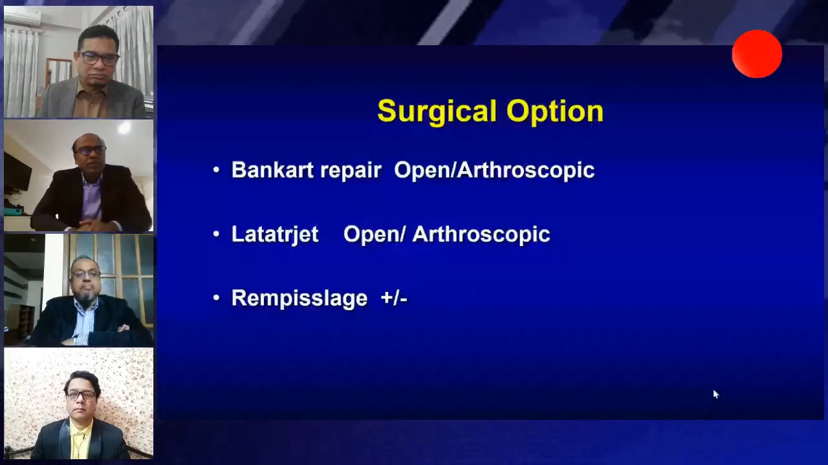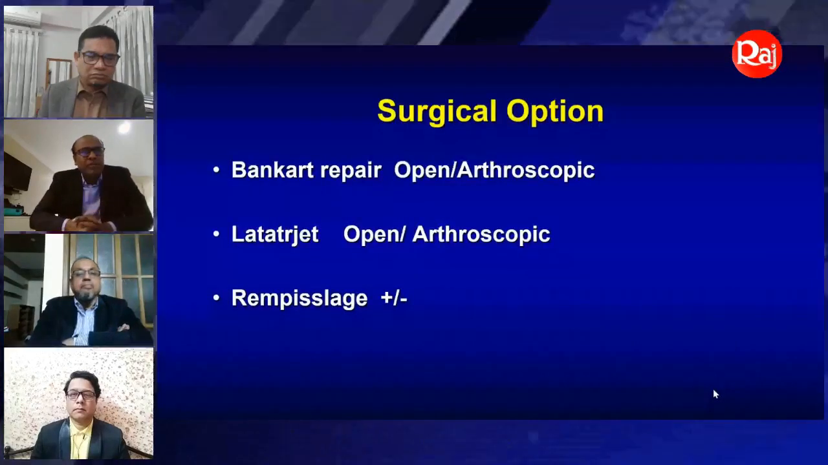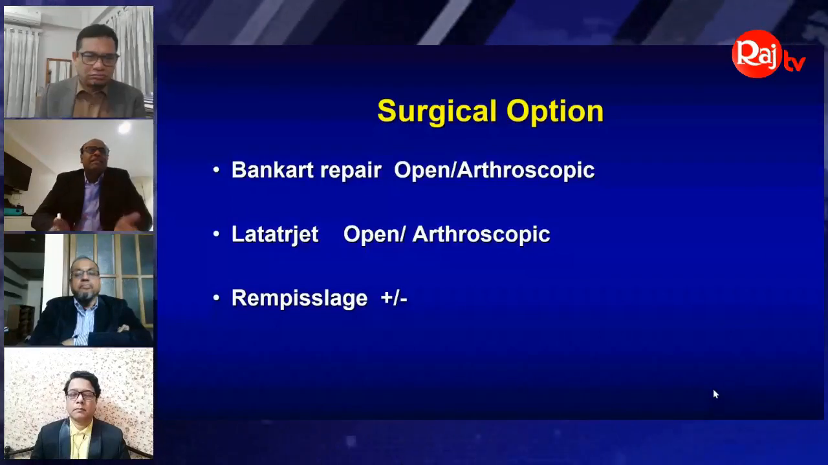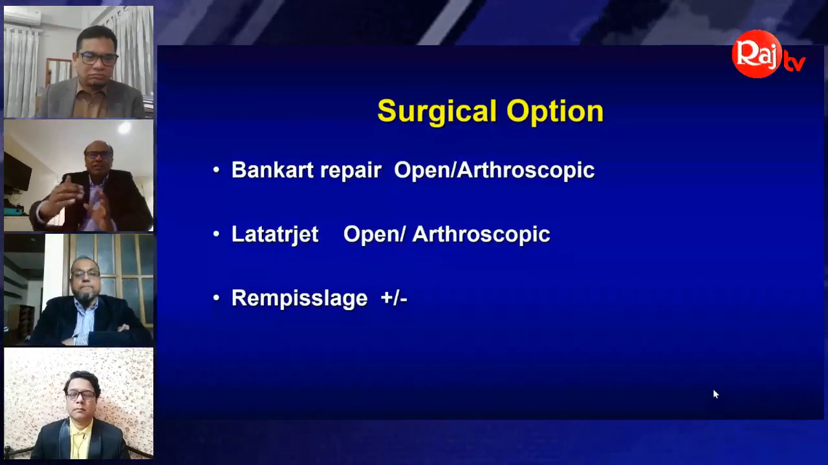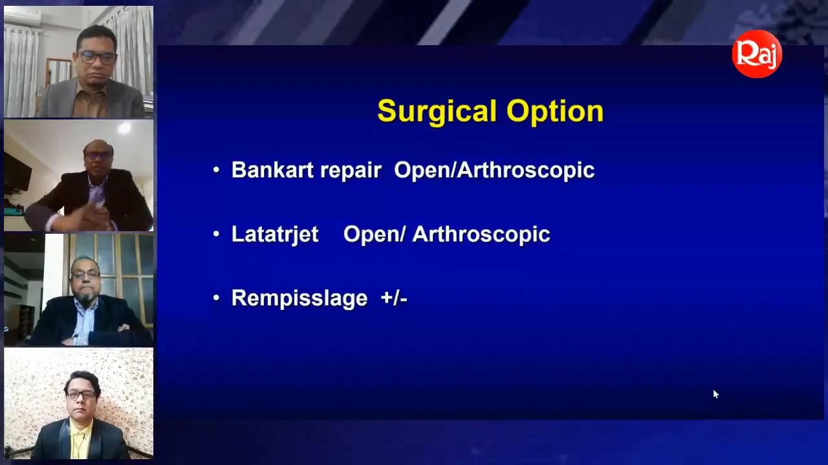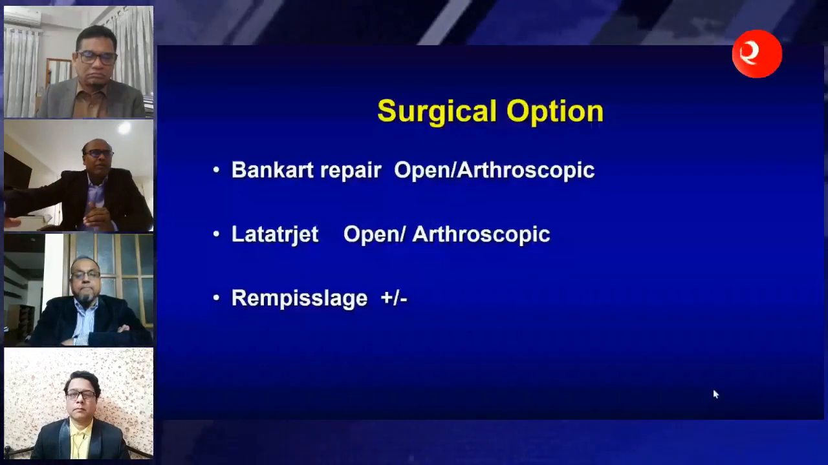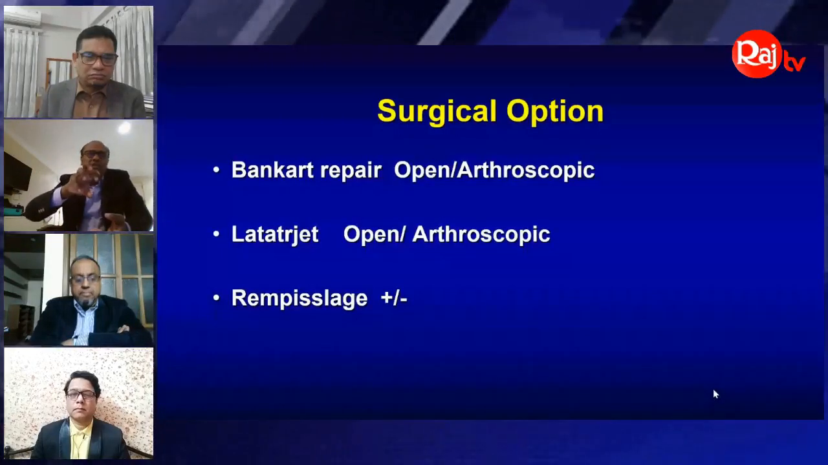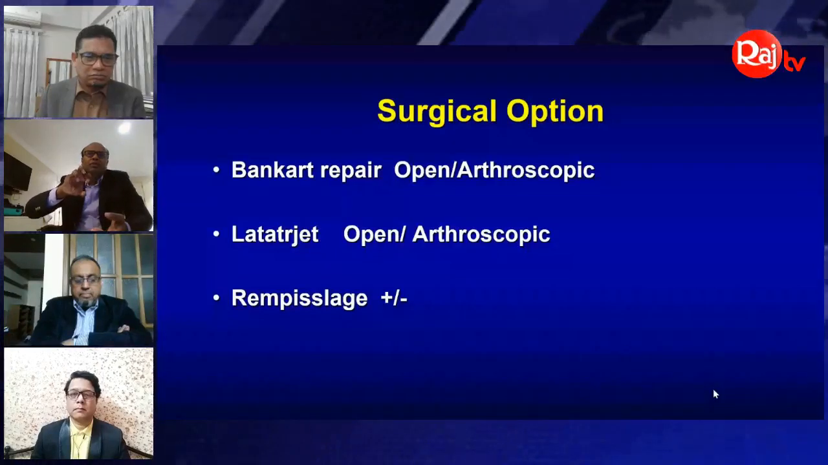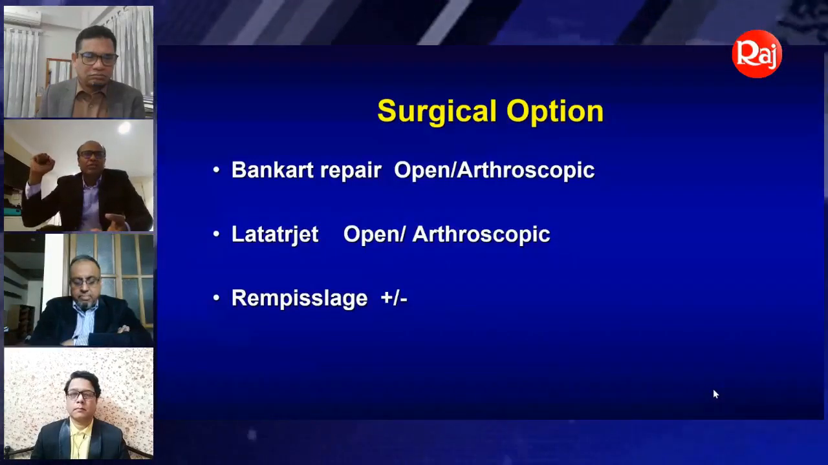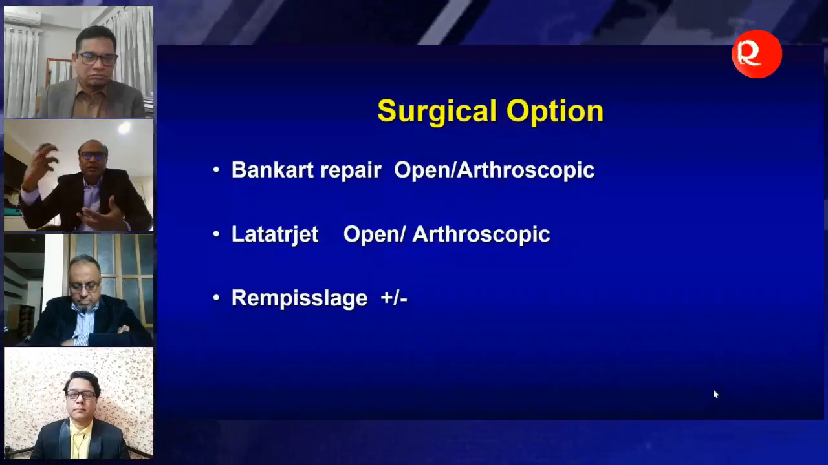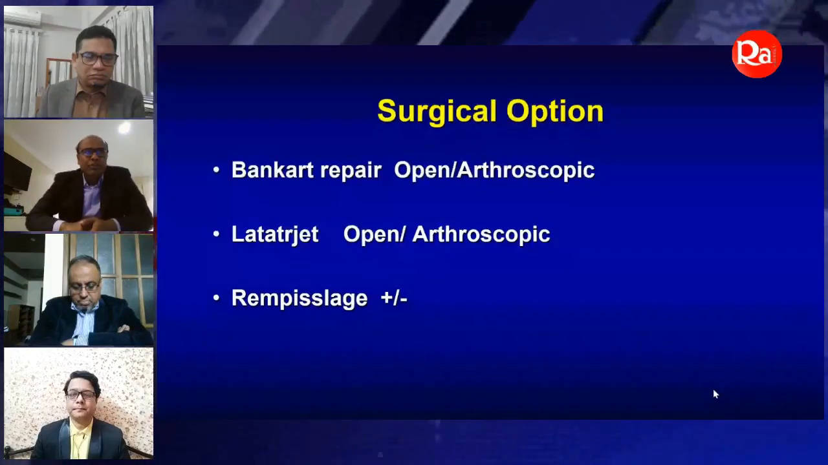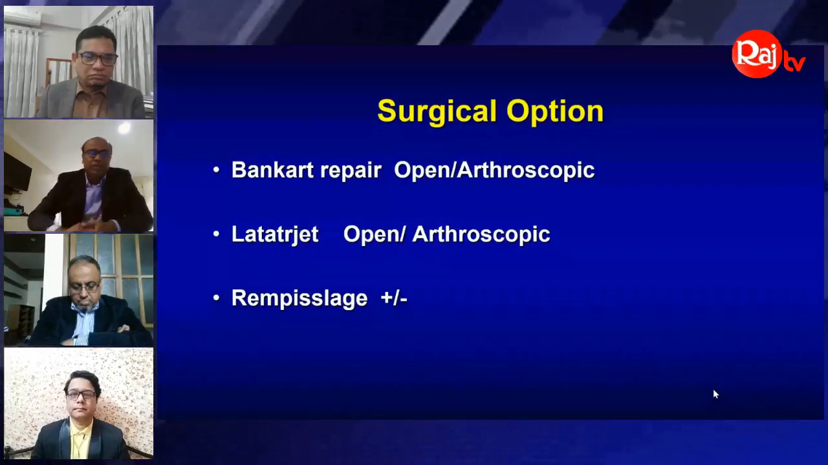Again, you can use one anchor or two anchors depending upon the size of the defect. And it's like a bipolar stability. So in front, you are creating a bump or you are increasing the track of the glenoid. And at the back, you are having a check rein infraspinatus, which is pulling the shoulder posteriorly during abduction and external rotation, which is the most common position of the shoulder to get dislocated.